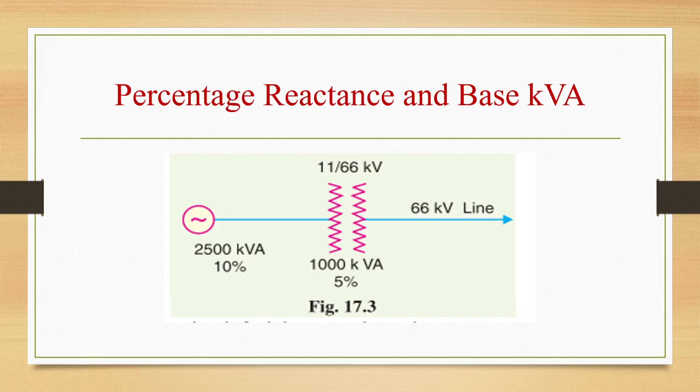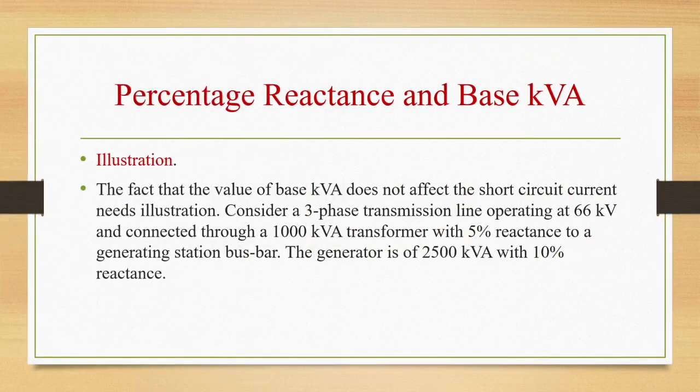So this is a single line diagram, having a generator generating capacity is 2500 kVA and the transformer rating is 11 by 66 kV. Transmission line capacity is 66 kilovolt. So the value of base kVA will not affect the short circuit current.